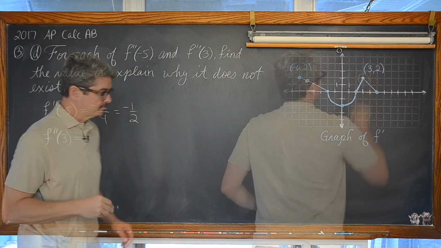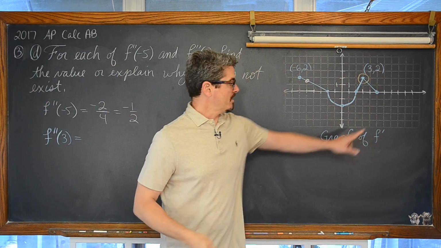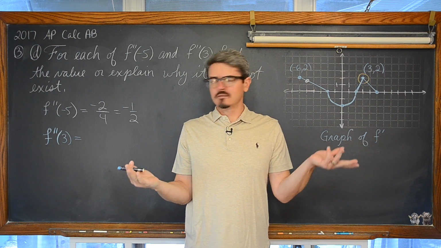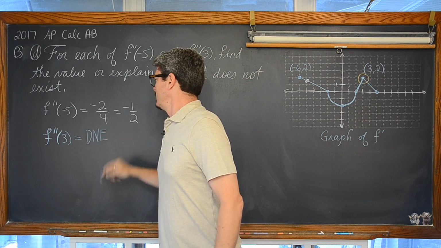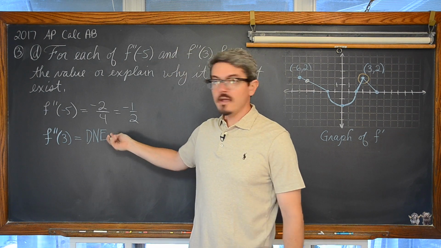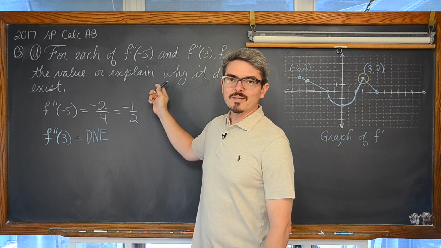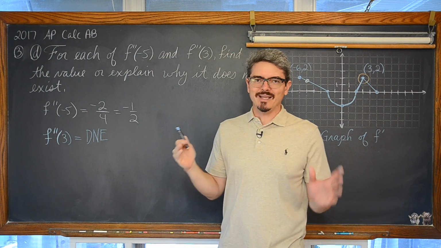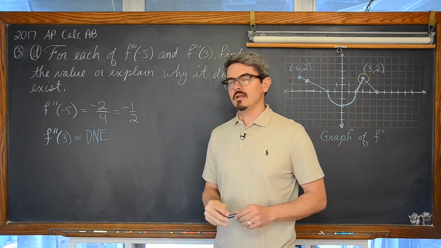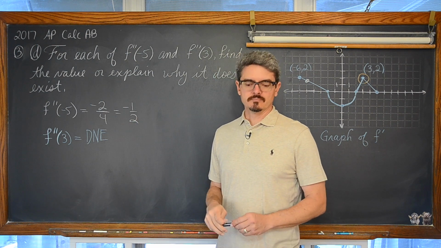Now, what about f double prime of 3? What's that equal to? I want the slope of f prime right there. Well, it's a sharp bend. Doesn't exist. Yay! No, not yay. I didn't write it, but the problem does say, and basically, again, don't ever assume that you can't or don't need to justify your answer. Why is this the answer?